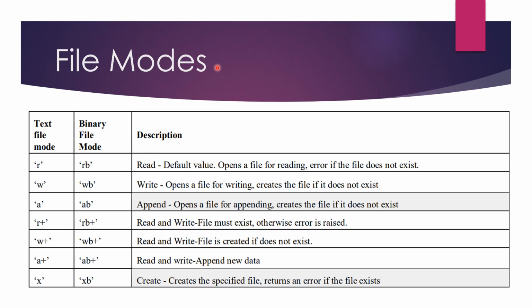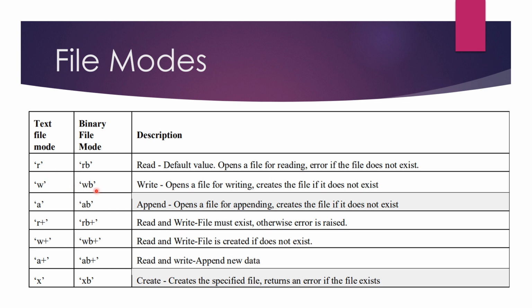Now let us see file modes. Here is text file mode, here is binary mode and here is a description of it. So first is R in text file mode, and in binary file mode it becomes RB. The default value of this is read. It opens a file for reading, error if the file does not exist.